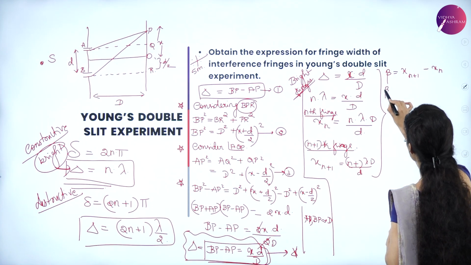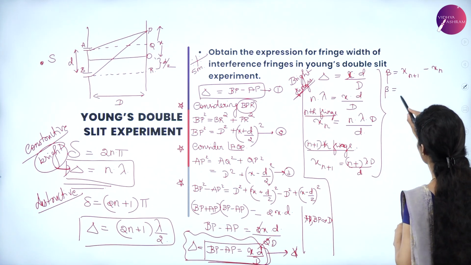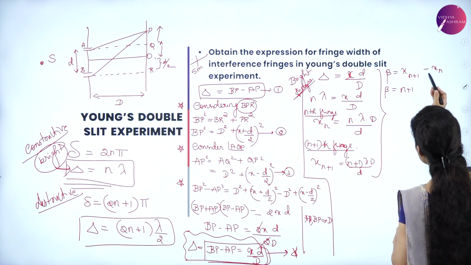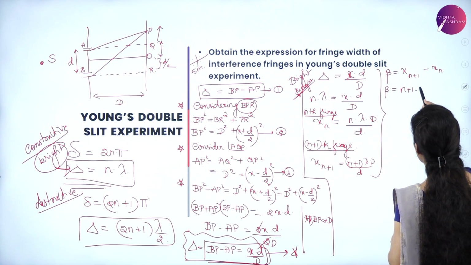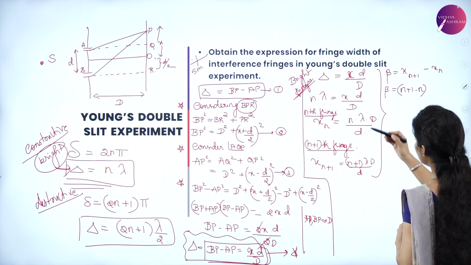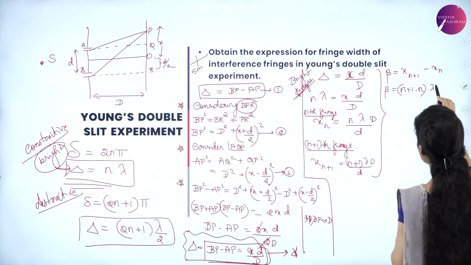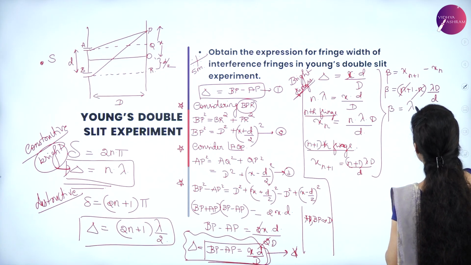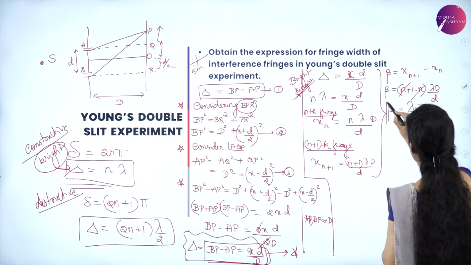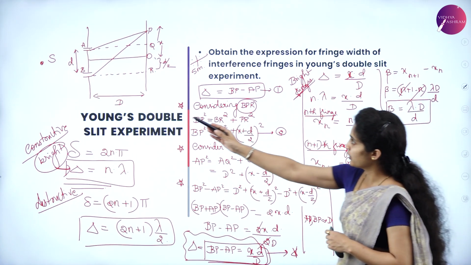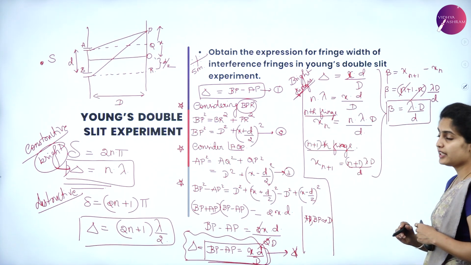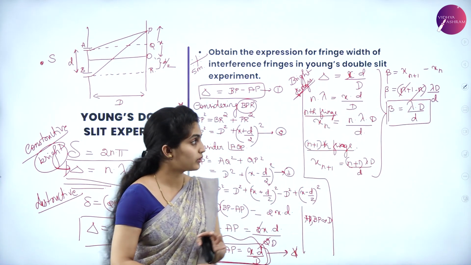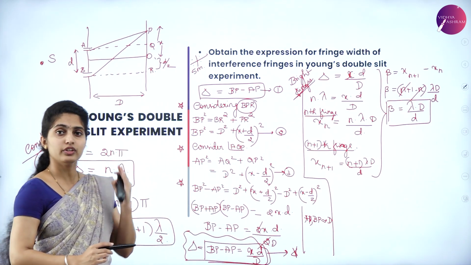When we equate, we have (n+1) minus n, with the common terms λD by d. The n and n cancel. So beta is equal to λD by d. Capital D is the distance between the coherent sources and the screen, and small d is the distance between the two coherent sources, that is, the slits. So that is the equation for the bright fringe.